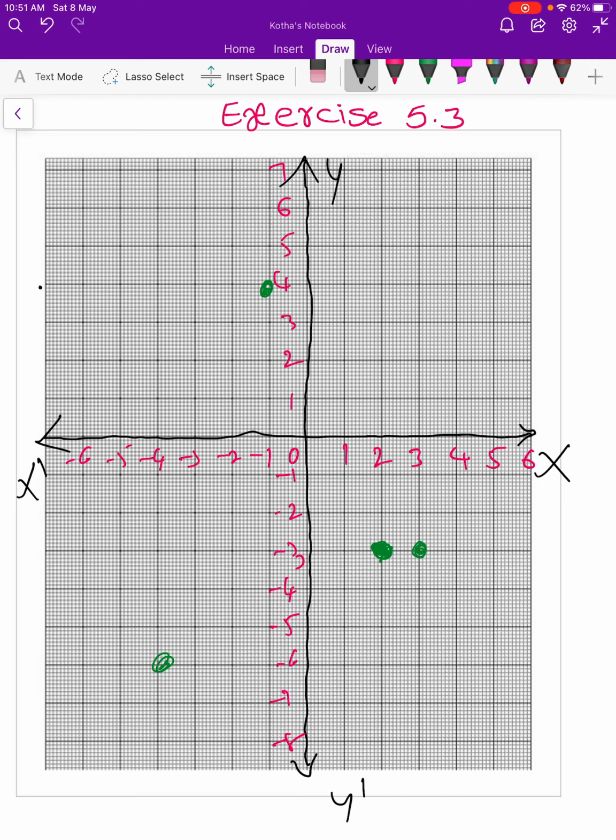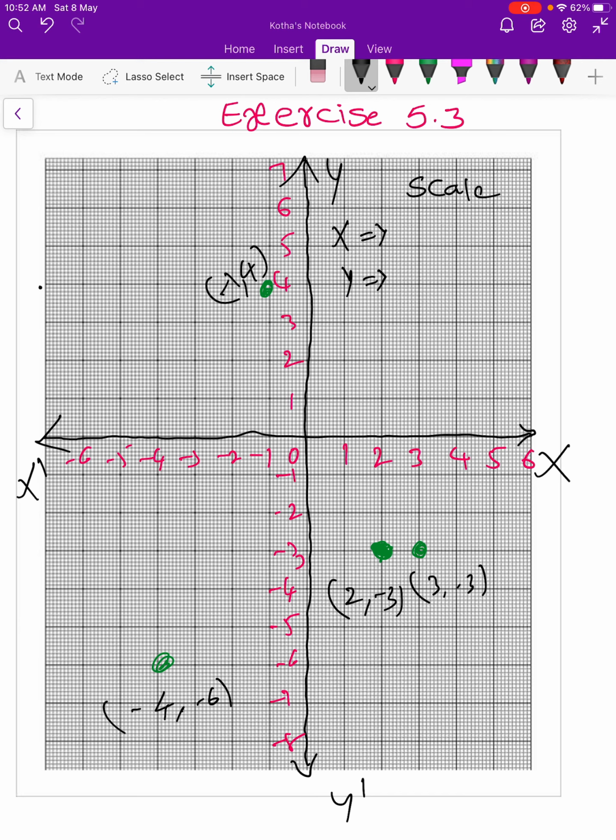While you are representing the points, write the point location exactly. This is 2, -3, this is 3, -3, this will become -1, 4 and this will become -4, -6. Whatever the graph may be, the scale is a must. In the right side topmost corner, write the scale: on the x-axis what you are taking, on the y-axis what you are taking.